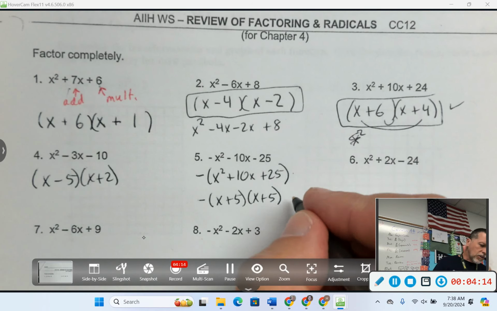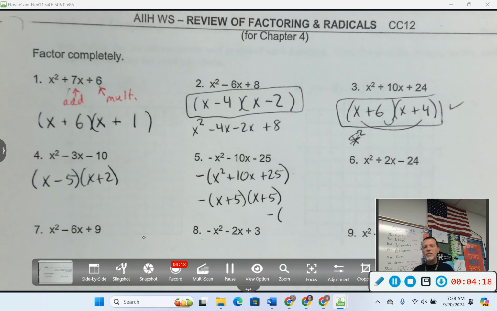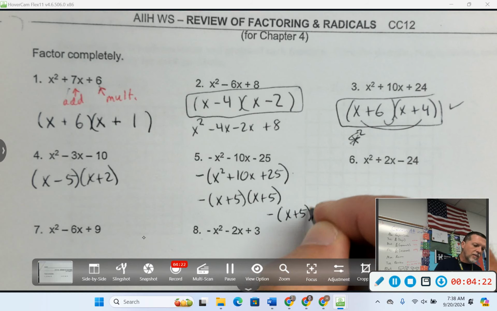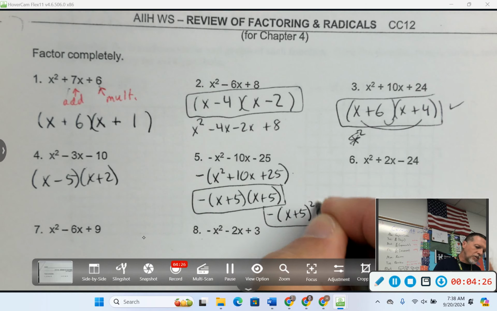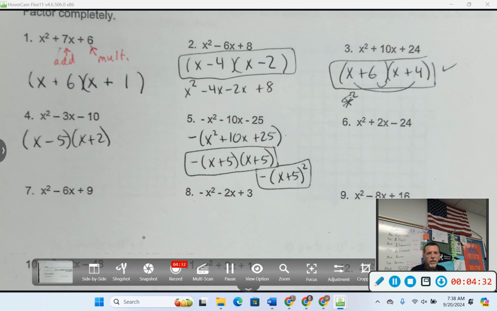Completely okay answer. If you really want to go next level, what's another way to write x plus 5 times x plus 5? X plus 5 squared. Not necessary, but occasionally it's helpful to see it or write it like that. So, again, you don't have to, but if you see it and want to, completely okay.